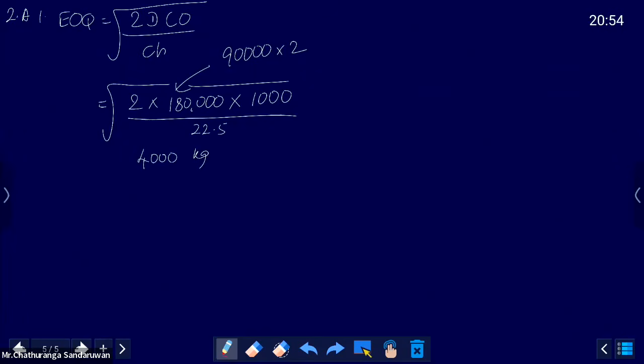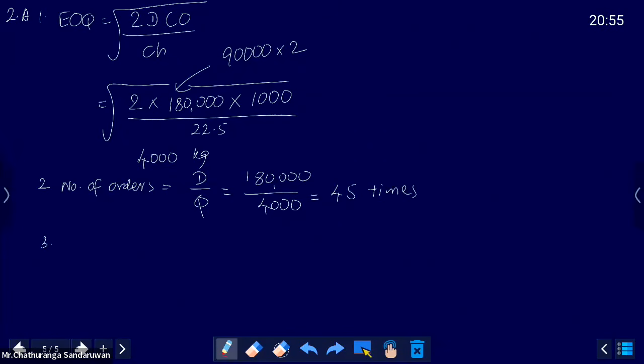kgs. Then number of orders per year. Number of orders is calculated as annual demand divided by order quantity, right? D divided by Q. Annual demand is 180,000. At a time we order 4,000. So the answer is 180 divided by 4, it's 45 times.